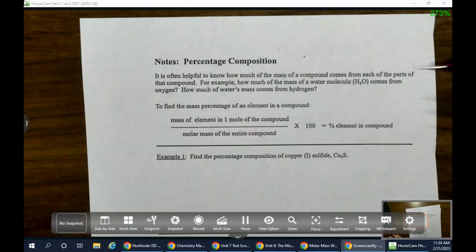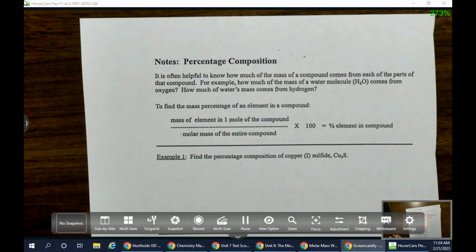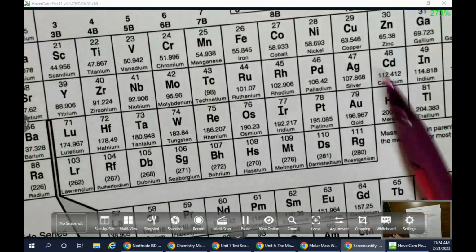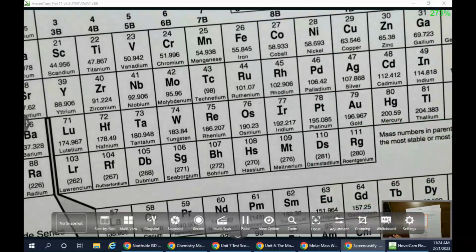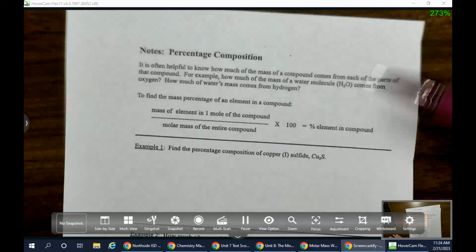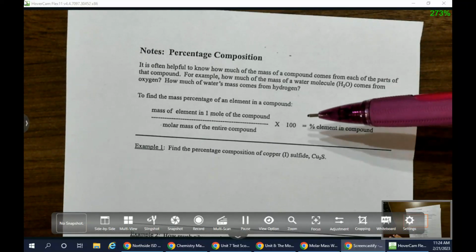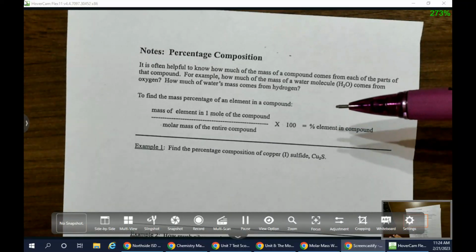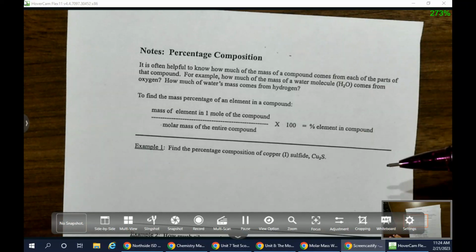Percent composition is out of 100. So we are taking these values, figuring out how much that element is contributing to a total molar mass, right? Molar mass, remember, is your formula mass, which is coming from your periodic table. It's taking all these little decimal values and adding them together for an entire formula, including the subscripts. And so it's saying, okay, how much does that element contribute to that total molar mass?